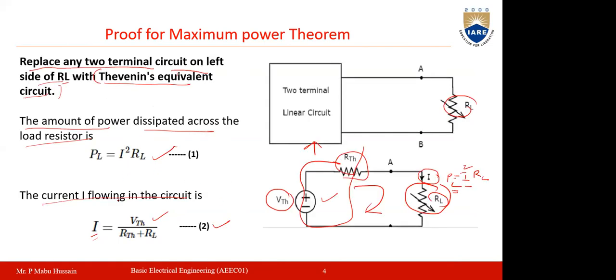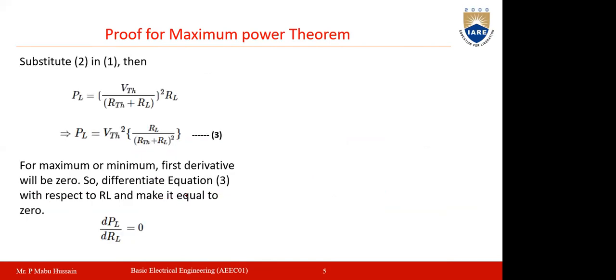Now this current we are going to substitute in here, so that PL will become PL is equal to, in place of I, V Thevenin by R Thevenin plus RL, and it is having square, into RL. So the value of PL will be equal to V Thevenin by R Thevenin plus RL whole square into RL. Now if you derive this, V Thevenin square you can separate it, so then you will have RL by R Thevenin plus RL whole square. Let it be equation number 3.